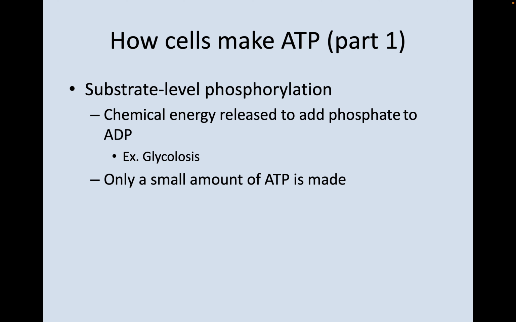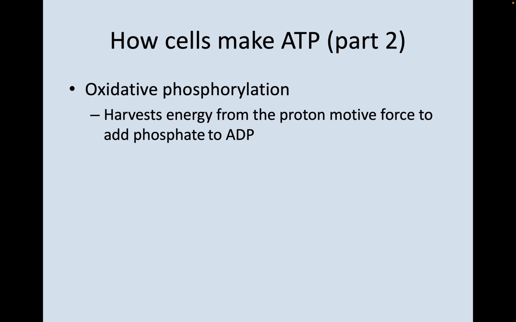So let's start at the beginning. Substrate-level phosphorylation is when chemical energy is released to add a phosphate to ADP. An example of this is called glycolysis. Only a small amount of ATP is made by substrate-level phosphorylation. Oxidative phosphorylation harvests energy from a proton motive force that adds phosphates to ADP.